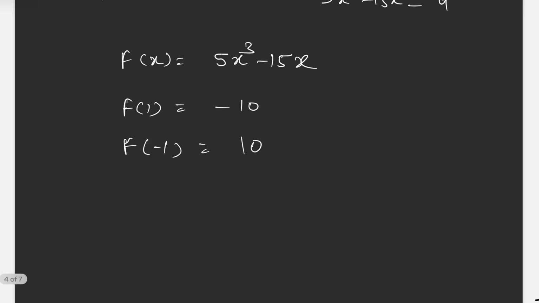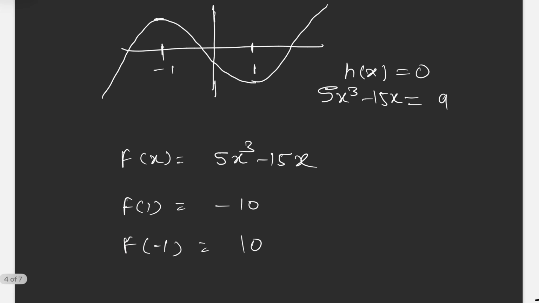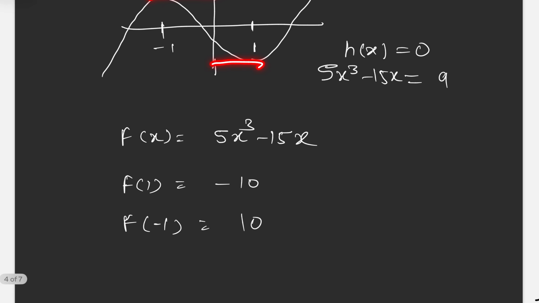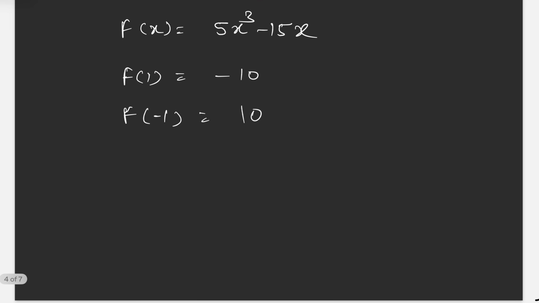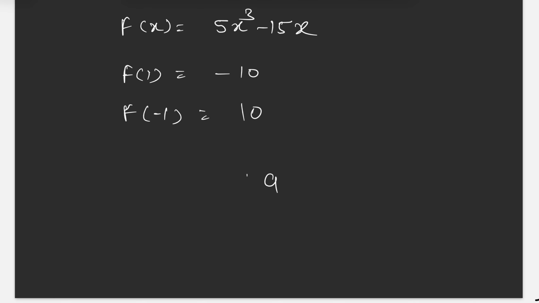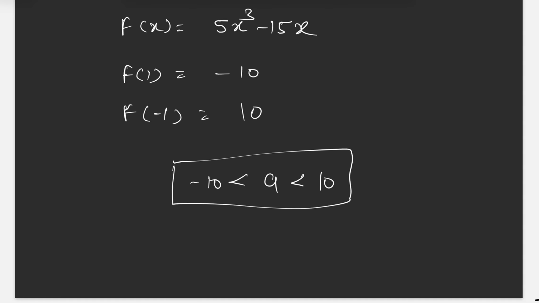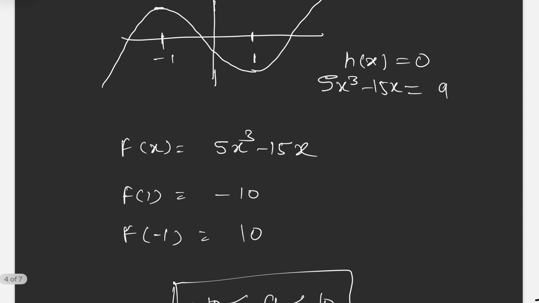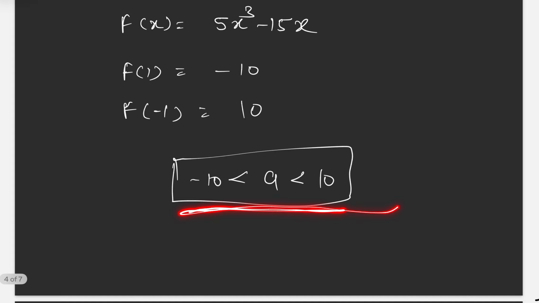So at f of 1, what is f of 1? Minus 10, and f of minus 1 is plus 10. So minus 10 here and plus 10 here. So the value of a will lie from minus 10 to 10. Simple thing, because this function is ranging. The function is 5x cube minus 15x, and that value is between minus 10 and 10 for at least 3 roots. We will not consider after that. For at least 3 roots, this is the condition. Simple.